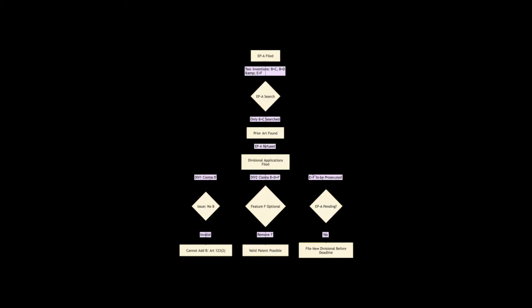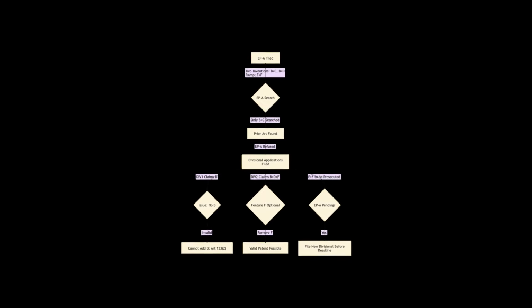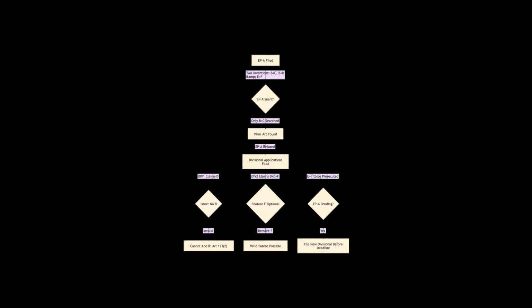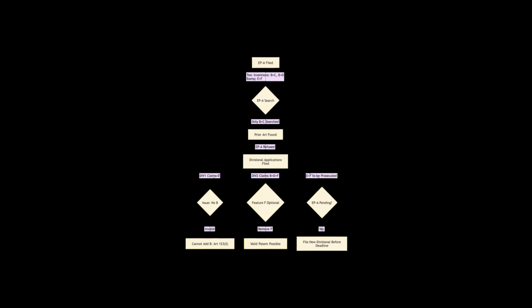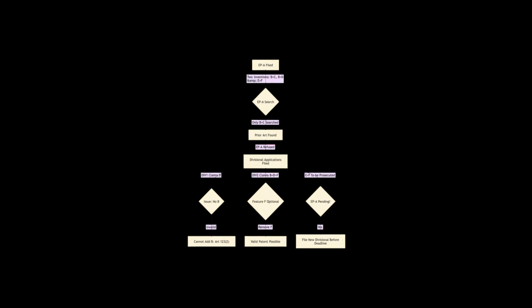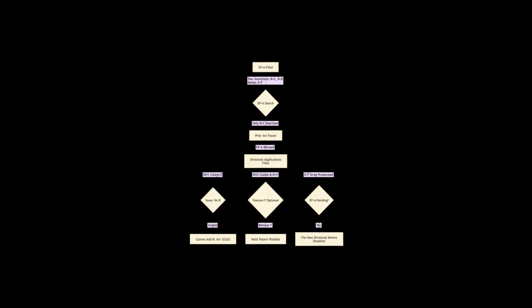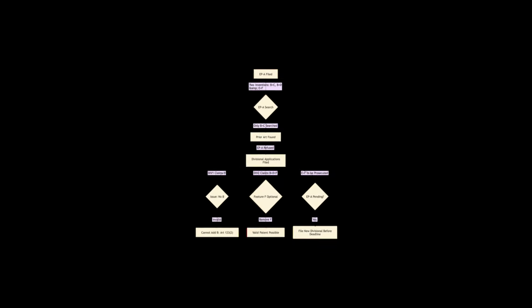For Div 2, a patent can be obtained, but feature F must be removed because it was not originally disclosed in combination with B plus D. Removing optional features does not add subject matter, so this approach is acceptable. With no prior art against B plus D, it can be considered novel and inventive.